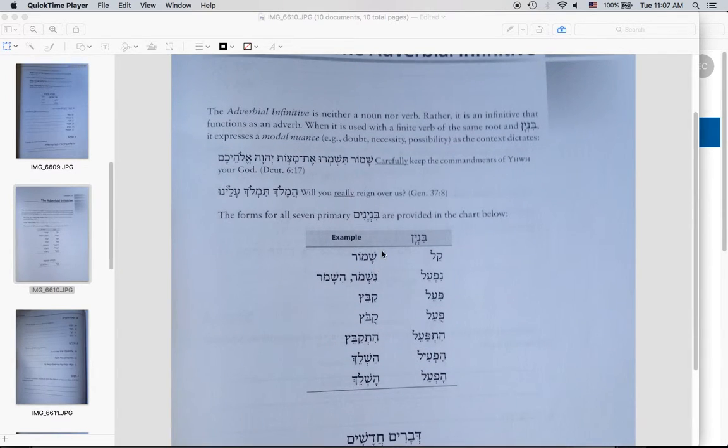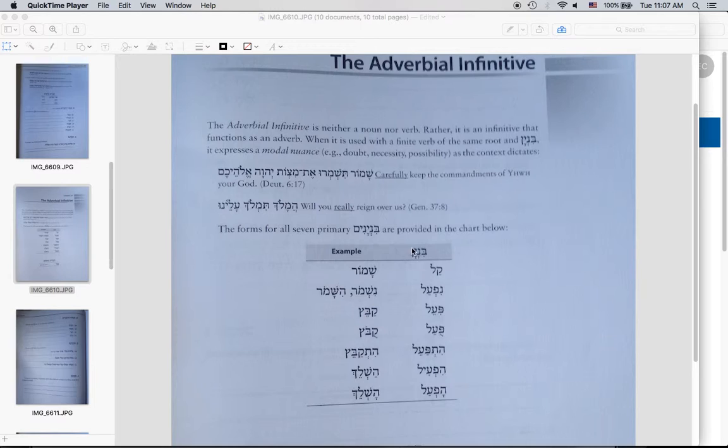Again, our authors list all of the infinitives that appear as adverbs in all 7 binyanim. Because we only know qal, I want to focus just on the qal binyan. Here it is shamor. This is very similar to what we saw in the previous lesson. The regular infinitive is shamor with the shva underneath the shin and no cholam, or the cholam but no vav, so it's just shamor. Here we have a long a vowel though, shamor. But in essence, they're very similar.